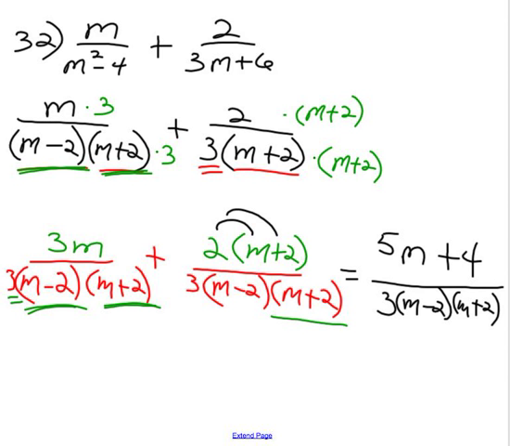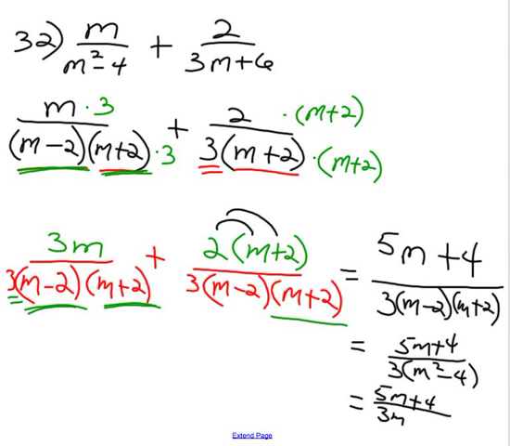Maybe you're supposed to simplify your denominator as well. If I start doing that, the 5m plus 4 is not going to change. My denominator is going to be 3 times the quantity m squared minus 4. I can distribute that 3 if need be and end up with 5m plus 4 over 3m squared minus 12. It all kind of depends how far your teacher wants you to go.